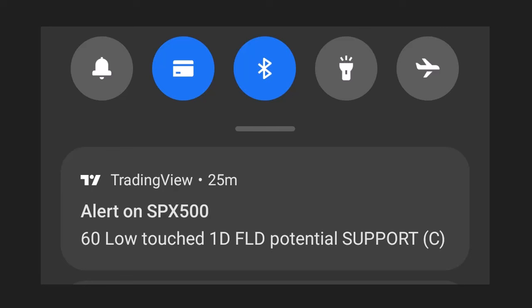The reason that this is an exciting update is that this is a screenshot from my mobile phone this morning. Here you can see the alert came from Tradingview. I snapped the screenshot 25 minutes after the alert came through. The alert was for the SPX 500. It came from a 60-minute chart. That's what that number 60 means over there. A 60-minute chart or a 1-hour chart. And the low price touched the one-day FLD. Here we are expecting potential support in a C category interaction.